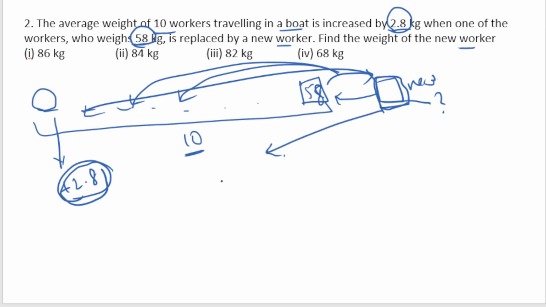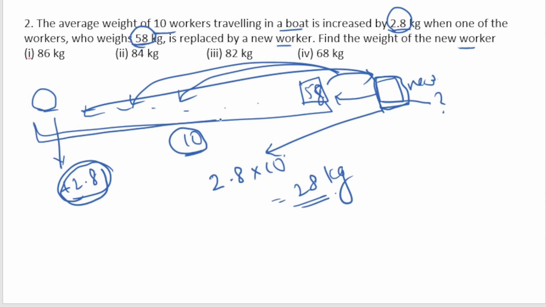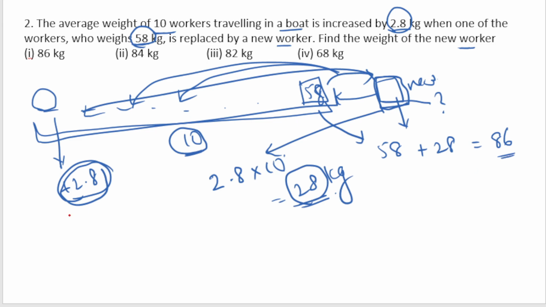So in total, how much did he give? In total, he gave 2.8 into the number of workers, it is 10. So he gave 28 kgs to the 10 workers here. Okay. So the weight of the new worker is, we will take 58 as the weight of the person who left, plus he gave 28 kgs to all the 10 workers, plus 28. Okay, this is the weight of the new worker. The answer is 86.